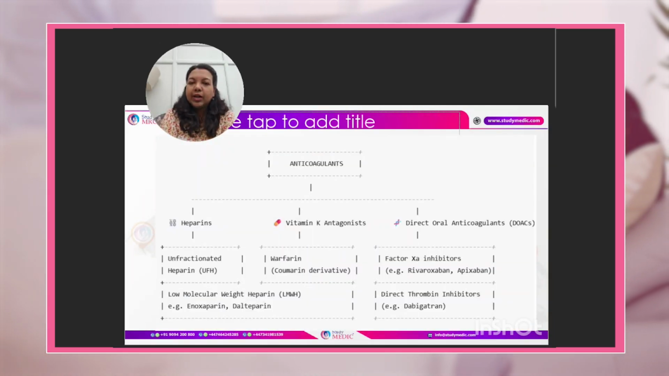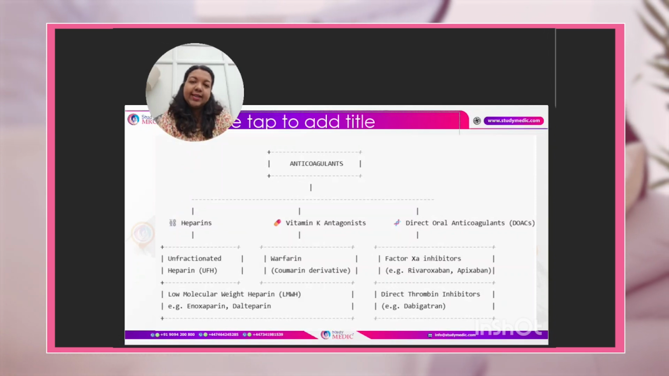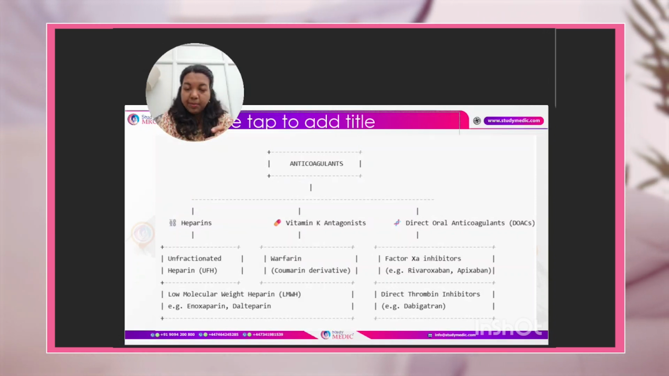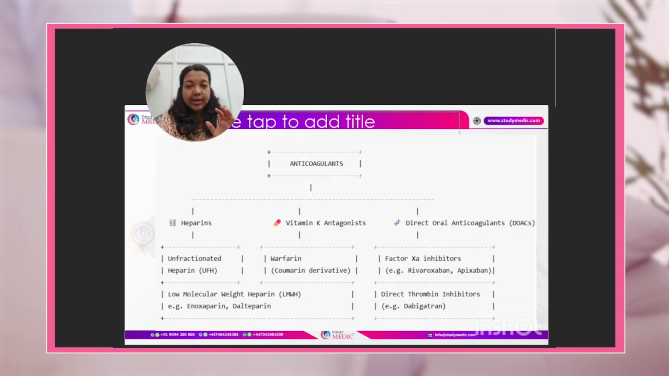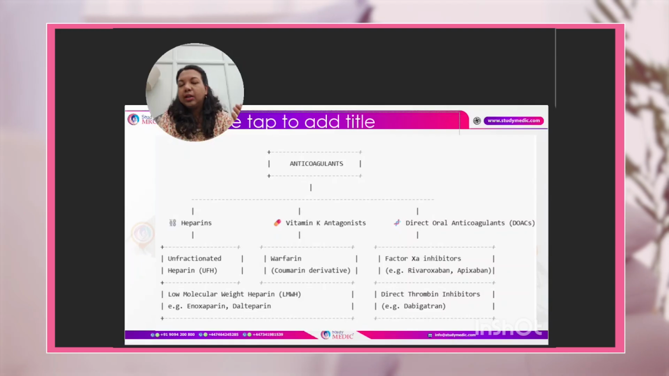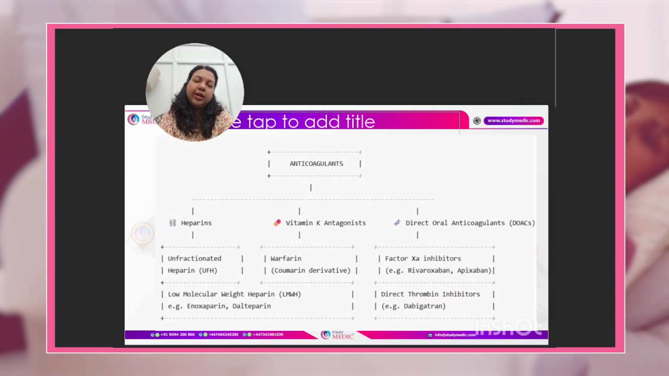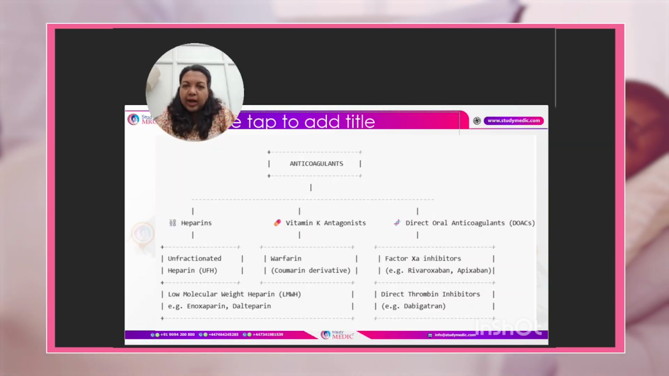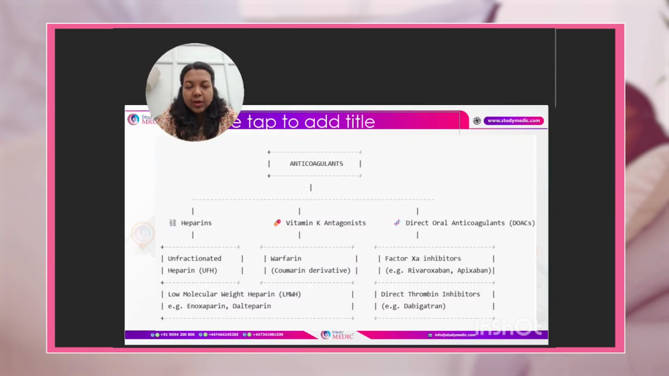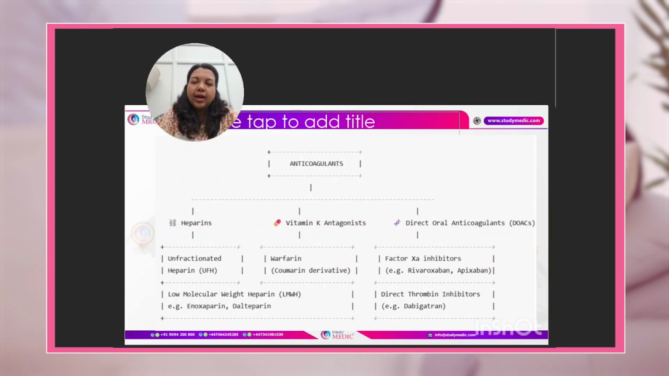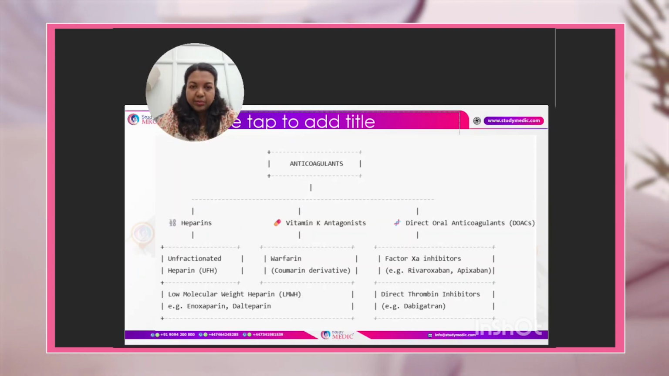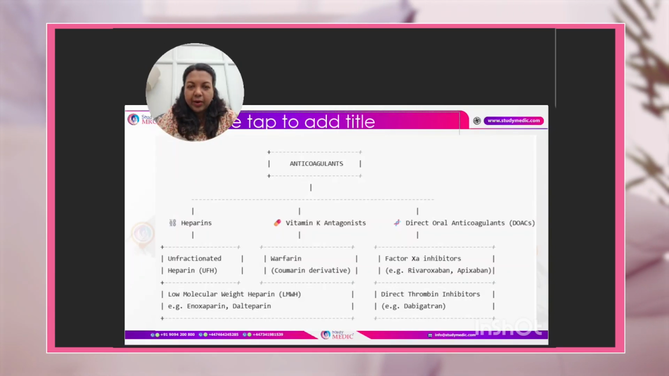Now moving on to another important thing about the NSAIDs: they are to be avoided during the third trimester, especially ibuprofen and naproxen, not aspirin. Aspirin can be continued in the third trimester, but mainly ibuprofen and the other NSAIDs are to be avoided because of the risk of premature closure of the ductus arteriosus and oligoamnios, especially when administered in the third trimester. So it has to be avoided in the third trimester of pregnancy.